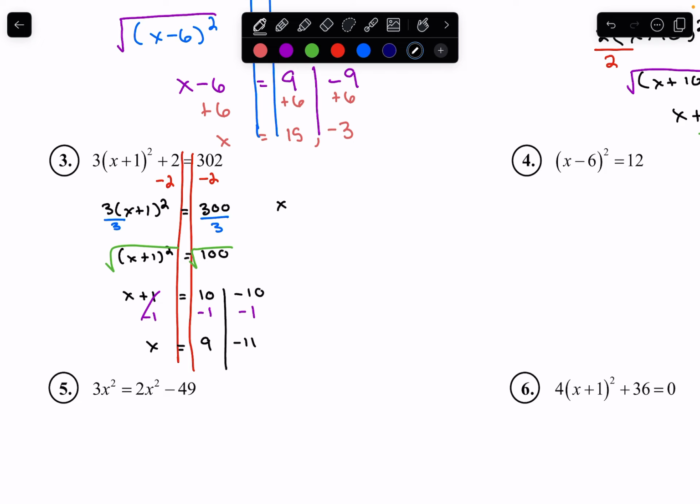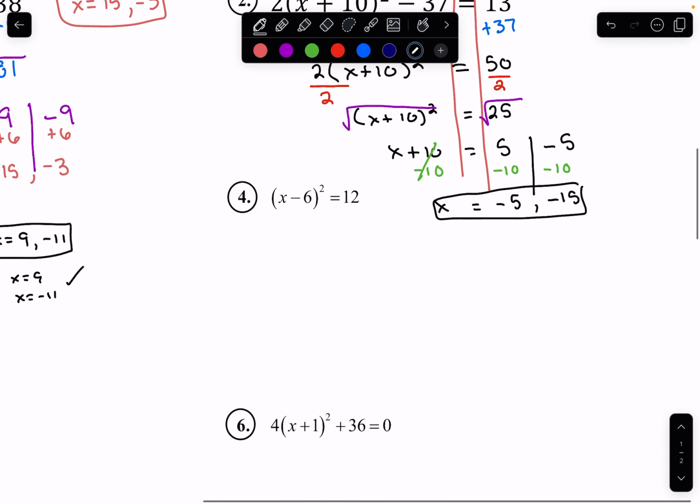So I can write down x equals 9, comma, negative 11. If you don't like using the comma, you can say and. Or you can write x equals 9, x equals negative 11. That works as well. Same thing. Let's go over to number 4. Let's go over here to the right.